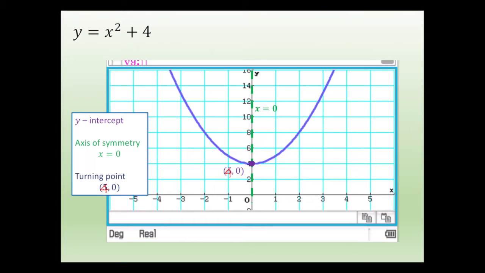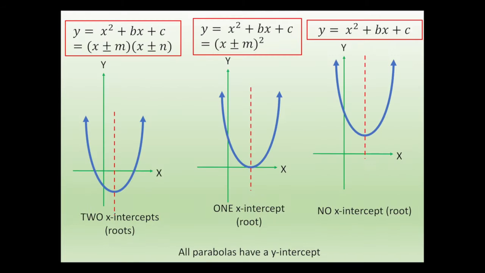So here I've shown you how to plot using your ClassPad. Also, you can identify the critical features of the parabola.